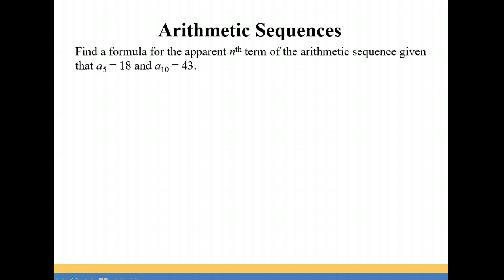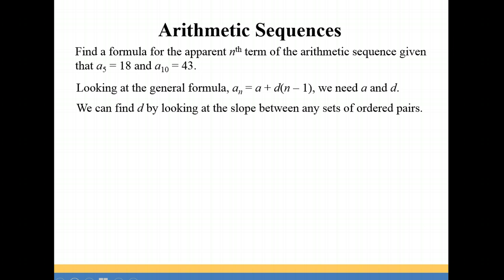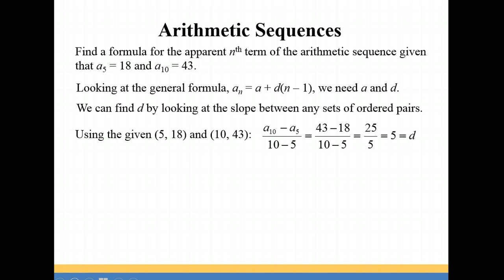So what we're going to do is use our slope formula to find the d value. In this case, we have 2 ordered pairs. The 5th term is 18 and the 10th term is 43. So we're going to subtract our y values, or a values in this case, and we have 43 minus 18, and our n values are 10 and 5. So we end up with 25 over 5, or a common difference of 5.